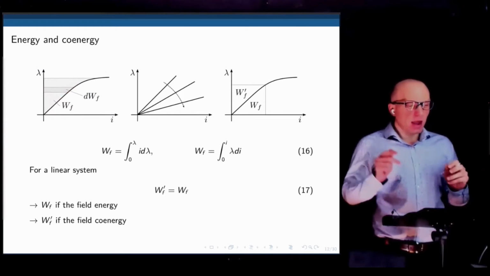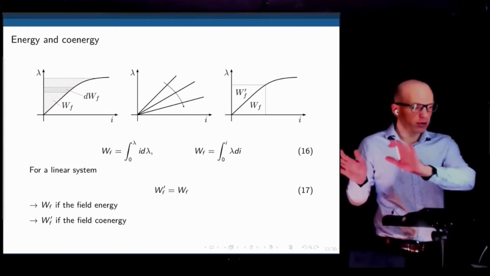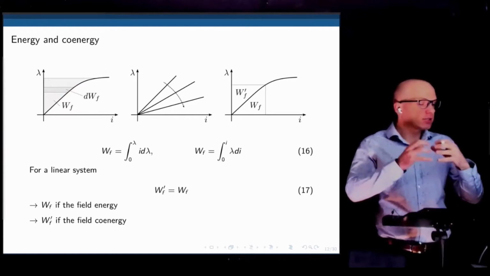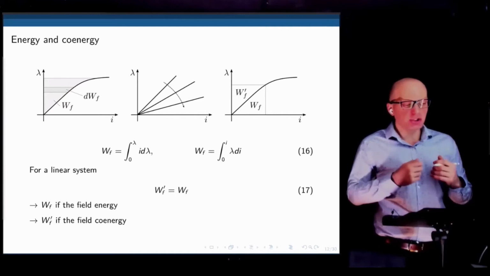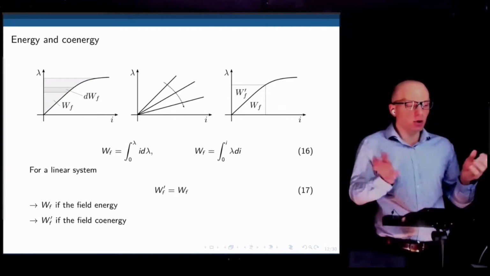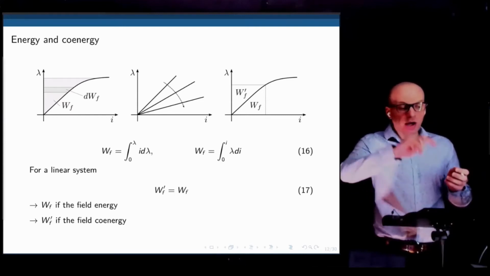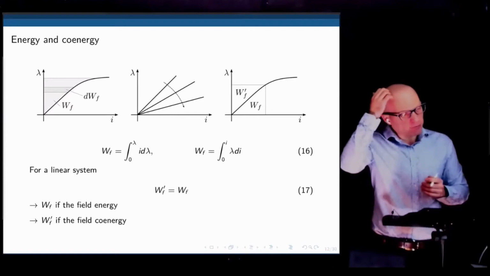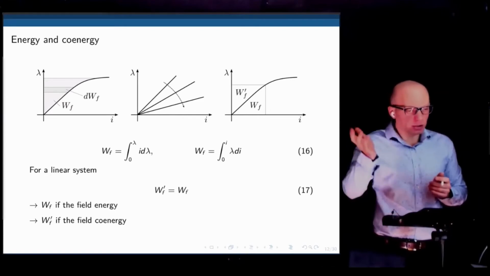So once again, energy in the field is what we just calculated. Co-energy doesn't carry any specific physical meaning other than just being a mathematical shortcut to do that integral in a scenario where either the current remains constant during mechanical motion or the magnetic flux linkage remains constant.